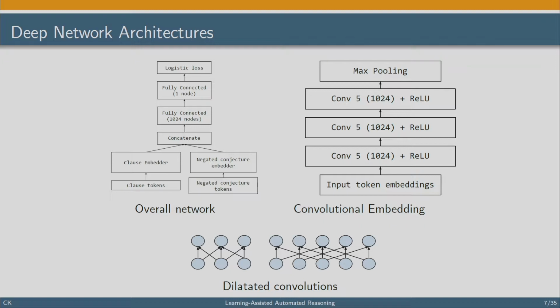So we are essentially embedding the current clause, concatenating it with the conjecture, so what is the proof that we're actually trying to get, and have a fully connected layer to get a single classifier, okay, regressor here, so a logistic loss to find which one is the most useful one here. How does the embedding work? The embedding would be 3 layers of convolutions, well, convolutions followed by nonlinearity and max pool on top.